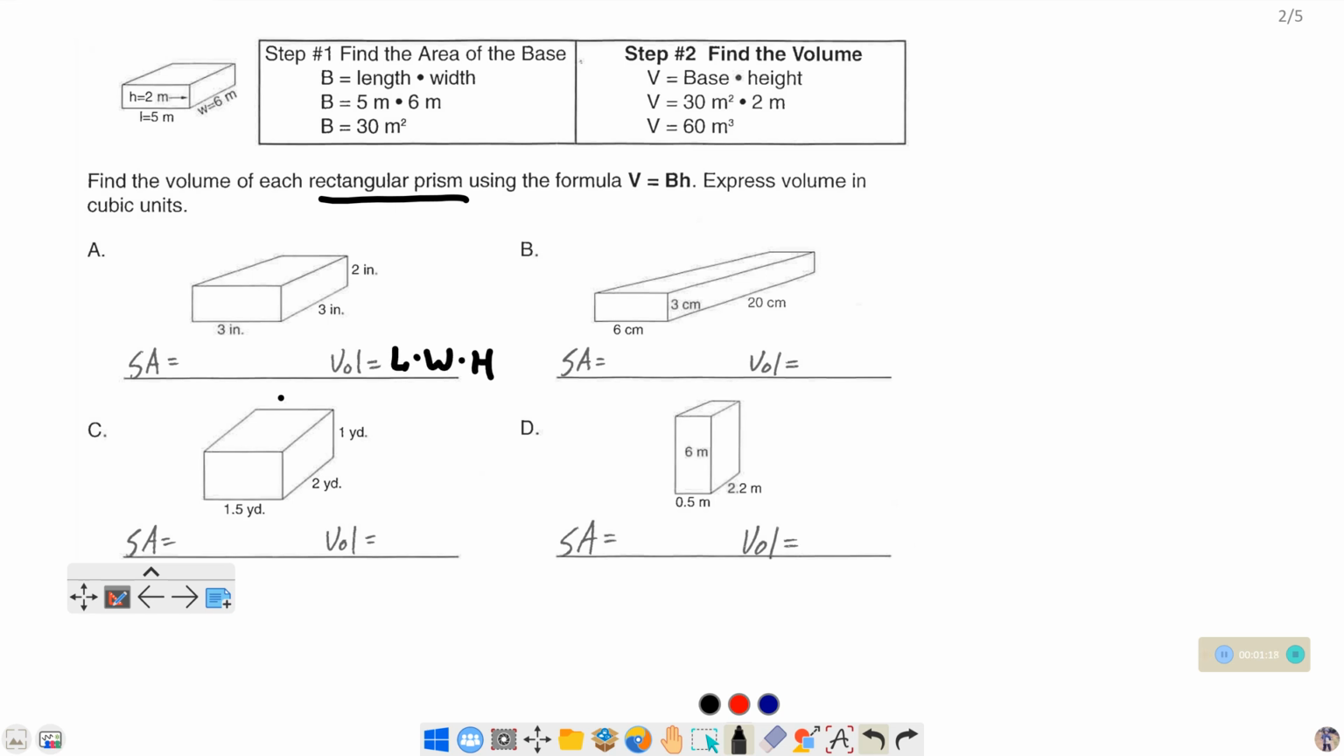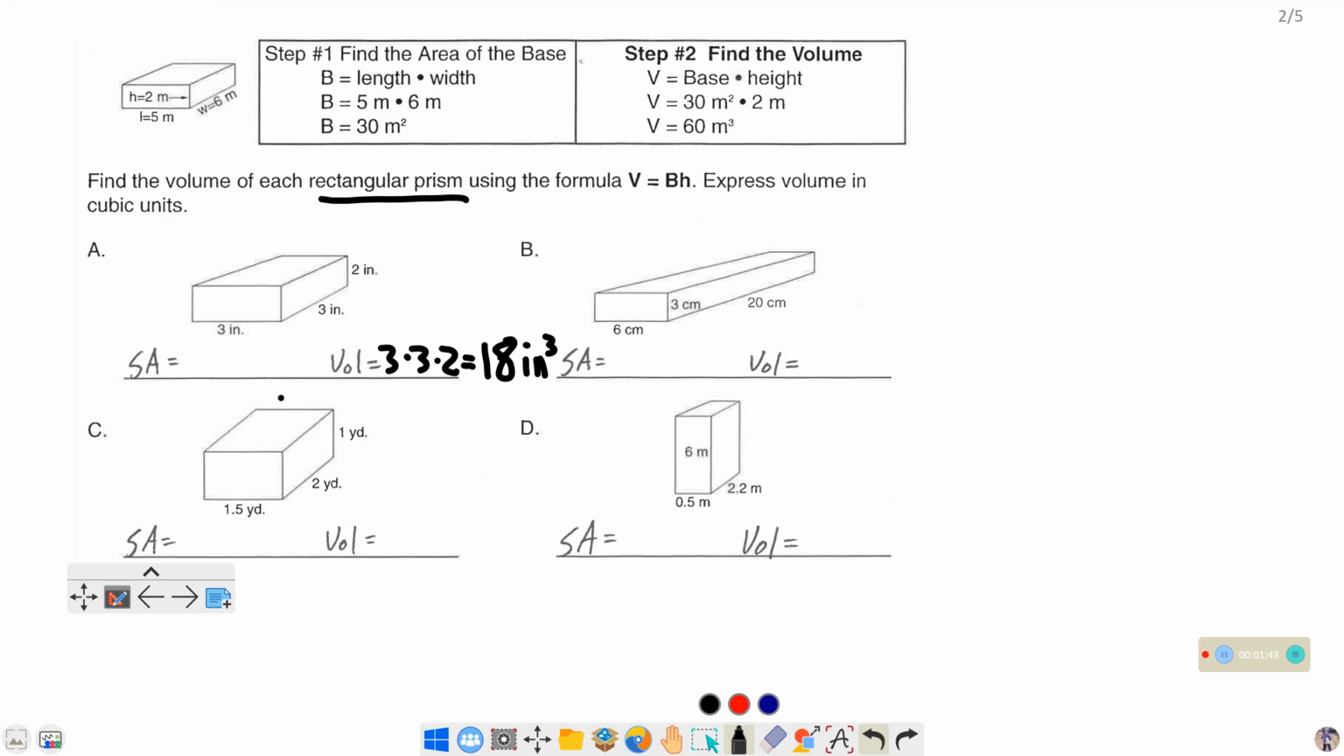Now what I would really like you to do in each of these is record what you are multiplying together. So I would write 3 times 3 times 2 equals, and most of this work can potentially even be done in your head. Notice 3 times 3 is 9, times 2 is 18. Now, I am not going to be grading whether or not you put the units on there, but yes, you would want to put units on there.